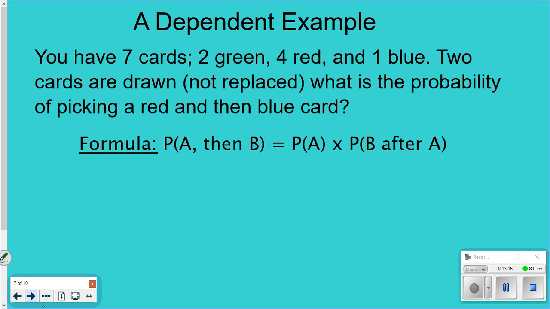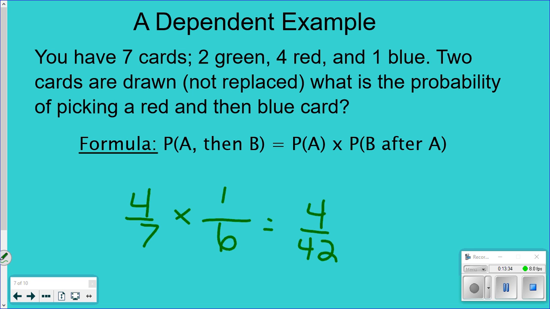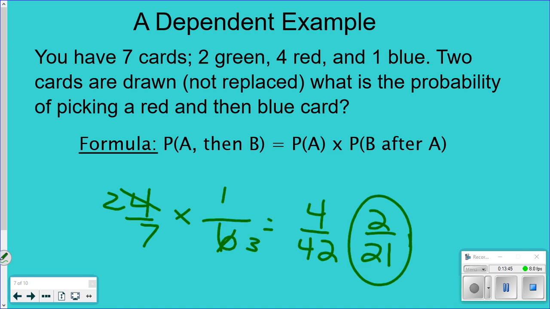So first of all, what's my probability of picking a red? 4 out of 7. Okay. I take out a red, I don't put it back. What's my probability of picking a blue? 1 out of 6. Multiply across, I get 4 out of 42. I can reduce by 2. 2 out of 21. Yep. I could reduce here first if I wanted to. That would have been easy too.